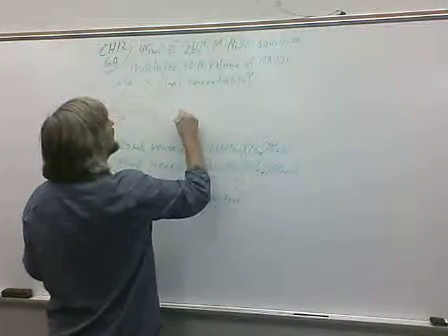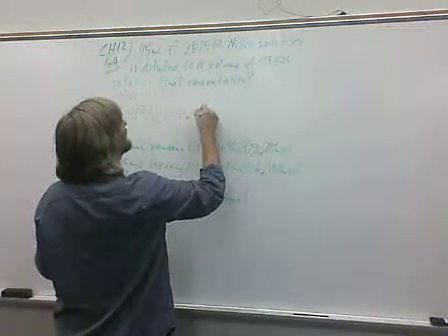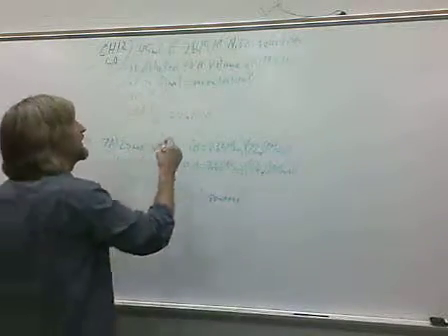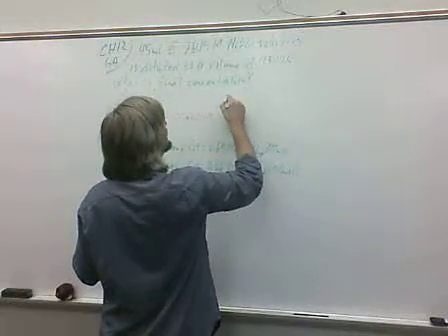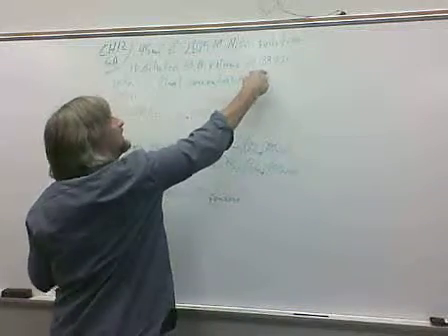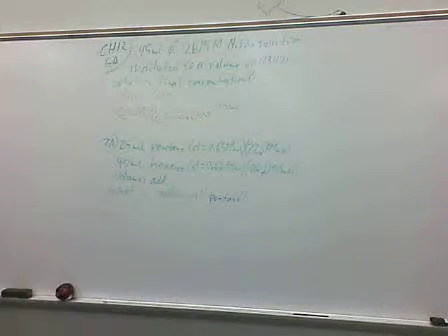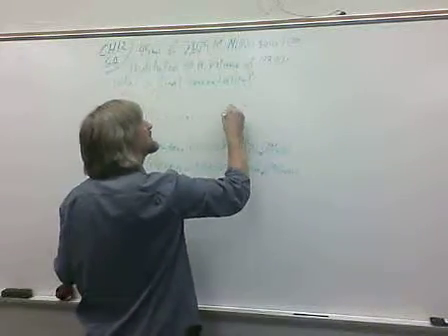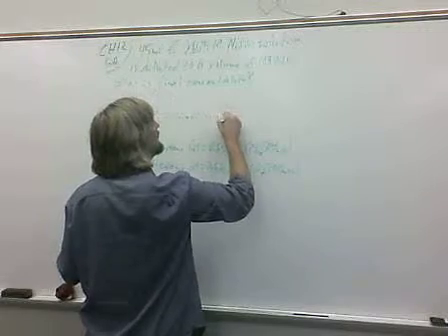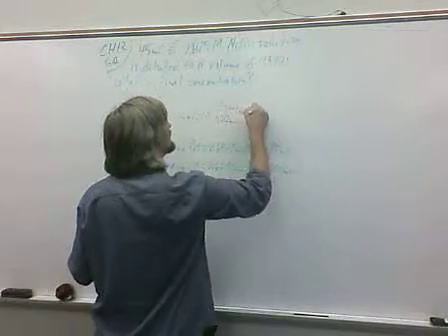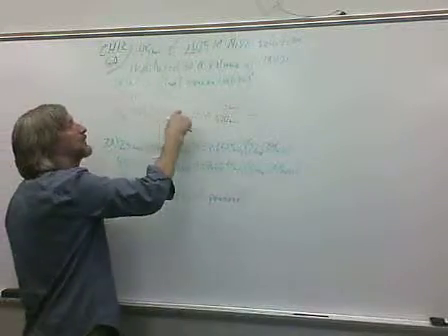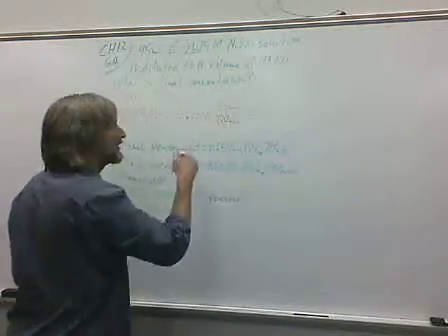M1 is 0.605 molarity. V1 is 45 mLs. V2 is in liters. We need to have matching units for this equation to work. So 0.300 liters is 300 mL. So that is the setup. And in this equation, the units of the volume do not matter because they cancel off in this ratio.